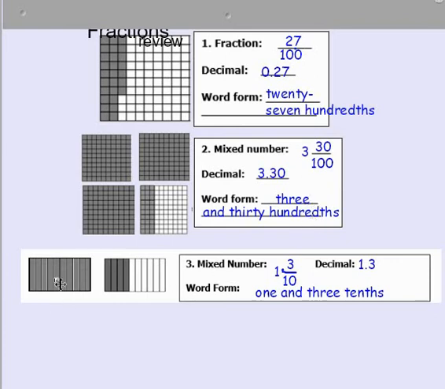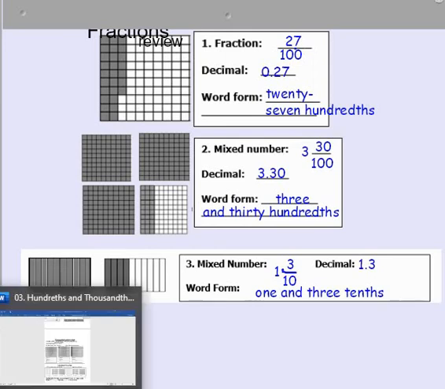Let's look at one more example. We have one whole, and then this is divided into tenths. And we have 4 of those shaded. Oops, I've got this wrong. This should be 4, sorry. So this should be 1 and 4 tenths shaded. As a decimal, it should be 1.4, and our word form should be 1 and 4 tenths.